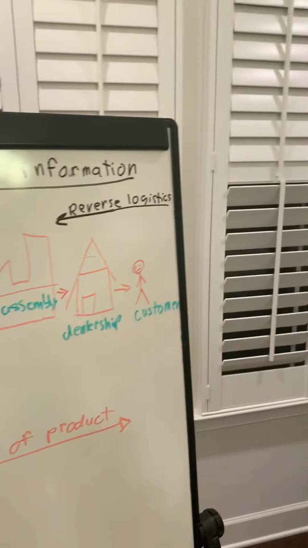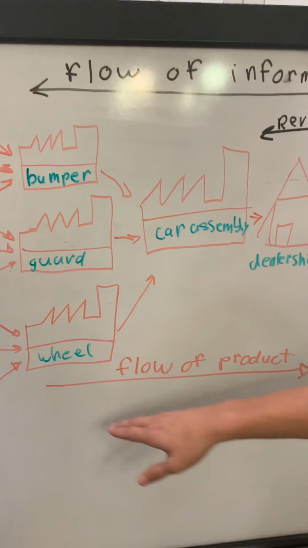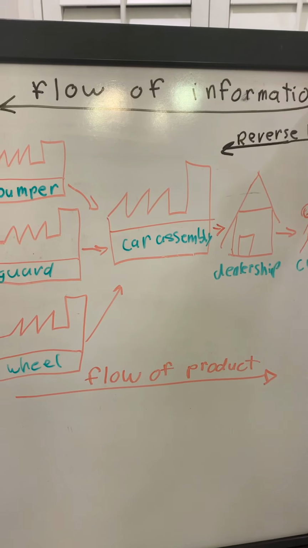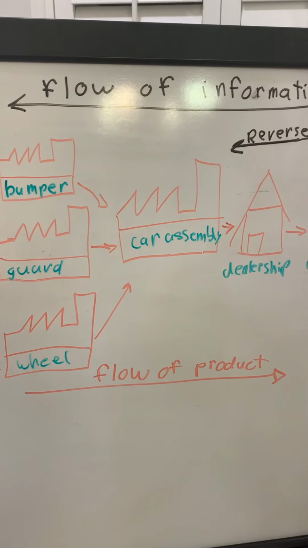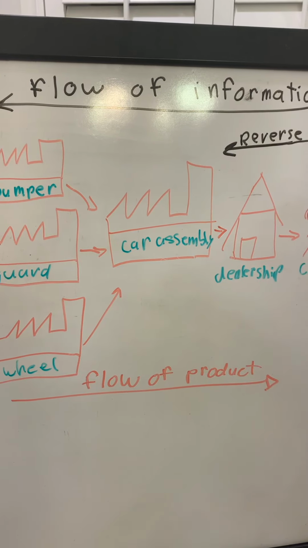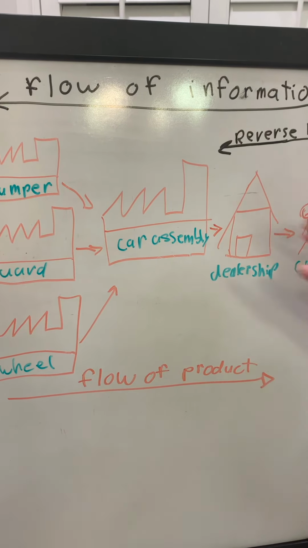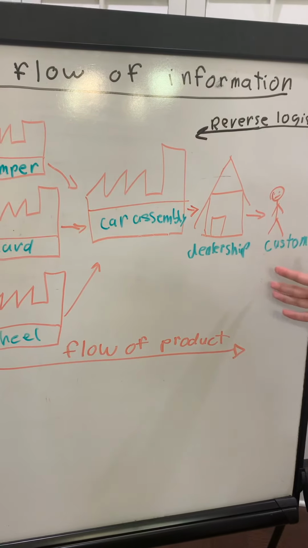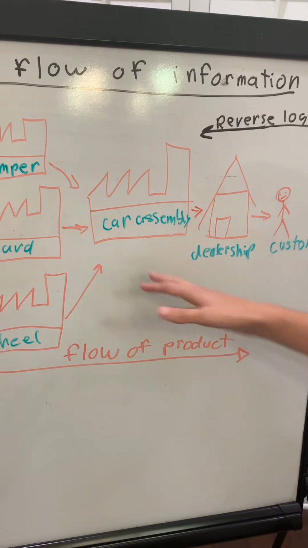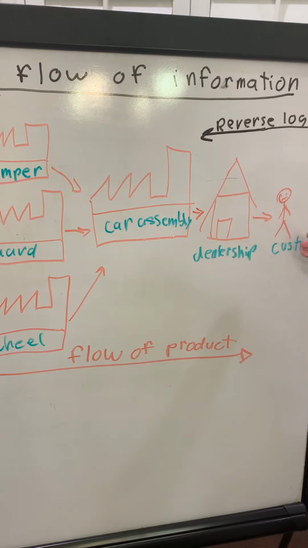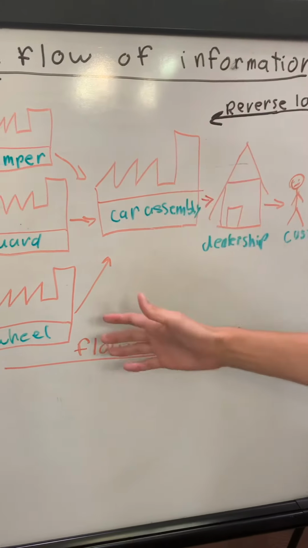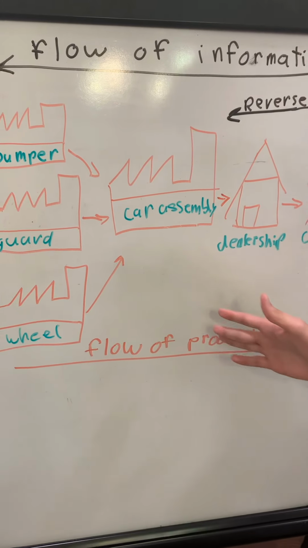So the next big aspect of the supply chain is the flow of information. First off, the flow of product starts from left to right, as you can see by the arrow. But the flow of information actually starts from the customer and then goes all the way to these sub-factories. The flow of information is basically information that the customer creates that lets the factories know what to base their parts or their cars on. So if the customer, for example, wants a red car, the car assembly will start making red cars. Or if the customer wants, let's say, 4 doors, 2 doors, a faster car, then these sub-factories are going to create parts to create that type of car.